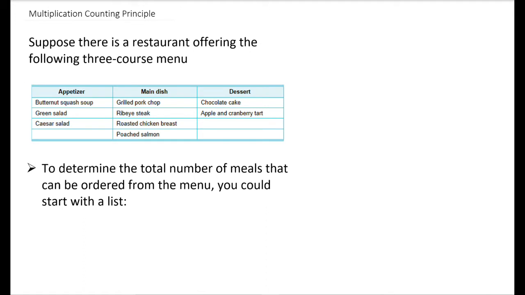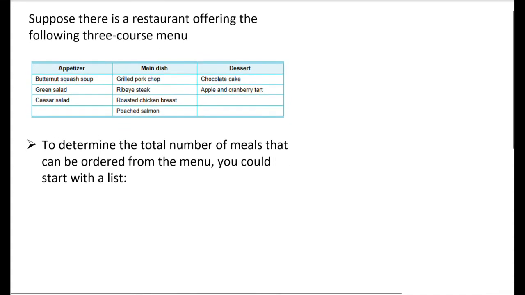All right, so let's first discuss the multiplication counting principle. The best way to talk about this principle is to offer an example. Suppose there's a restaurant offering the following 3-course menu. We have appetizer, we have a main dish, and we have a dessert, and you have to order those 3 things. How many different ways are there to order meals from this particular restaurant?